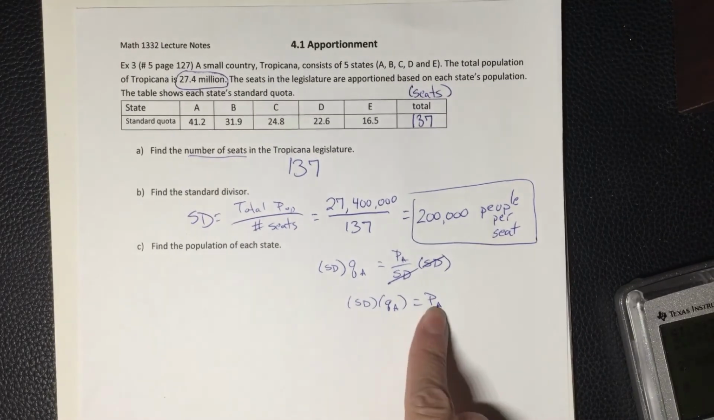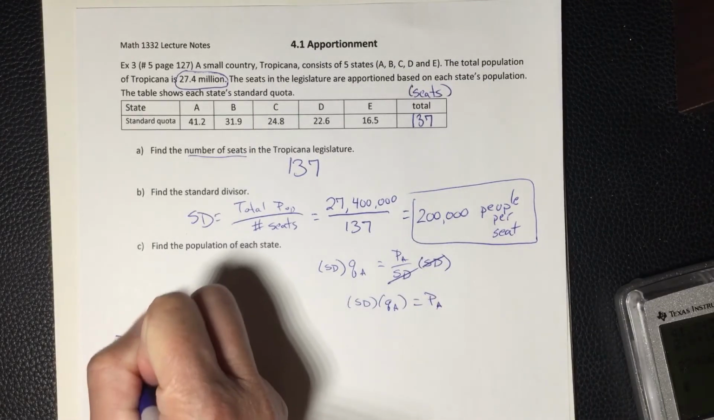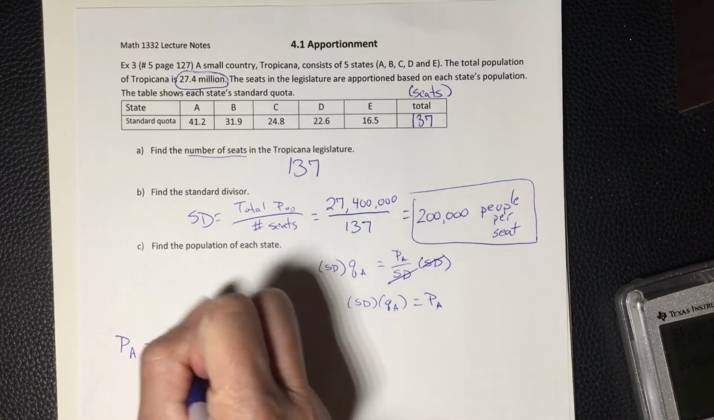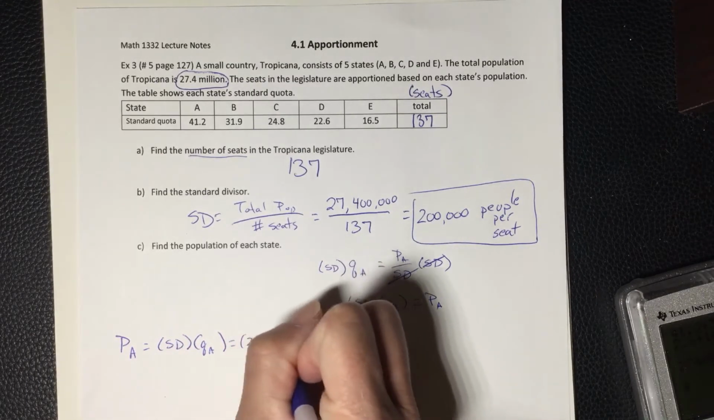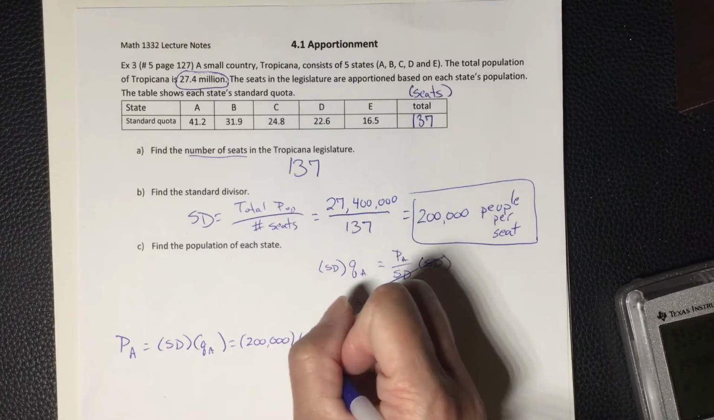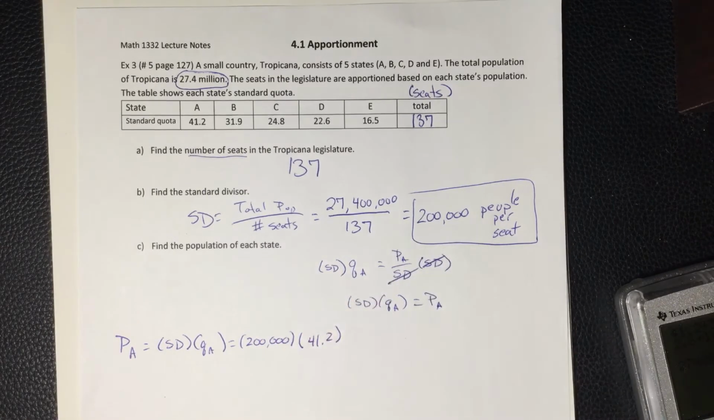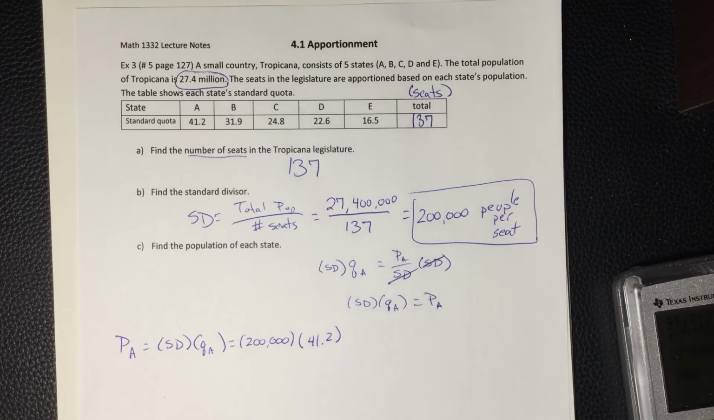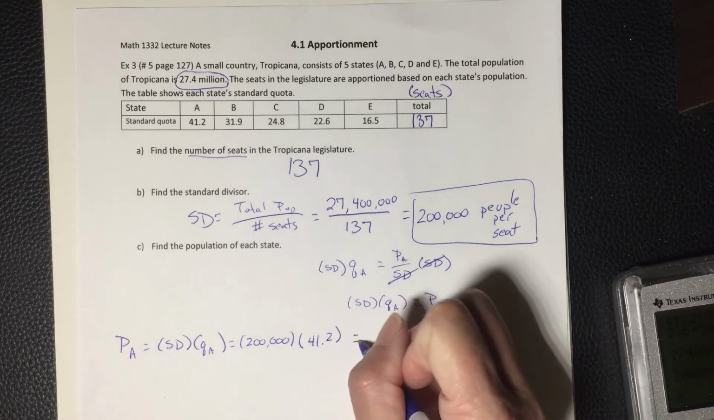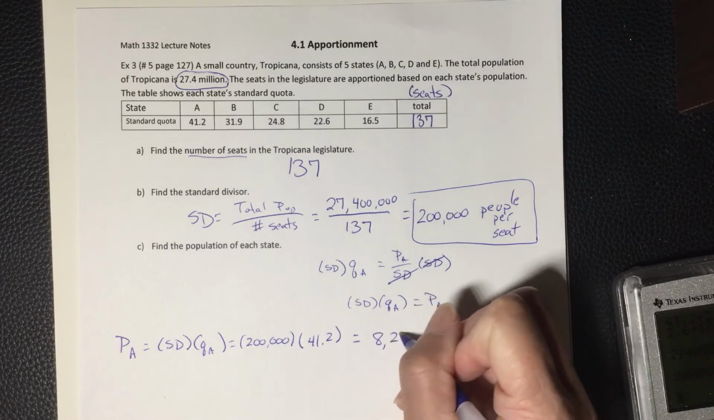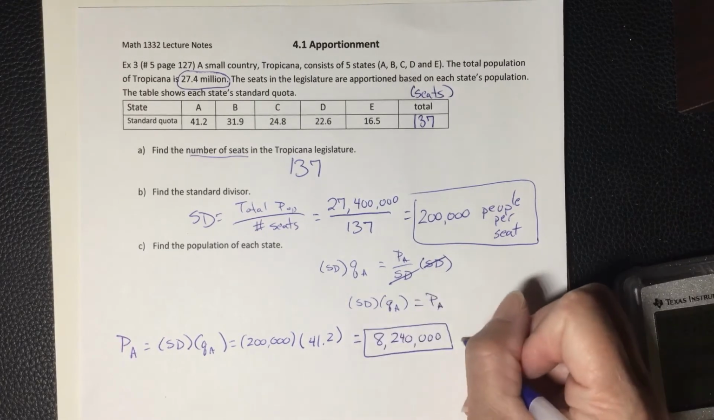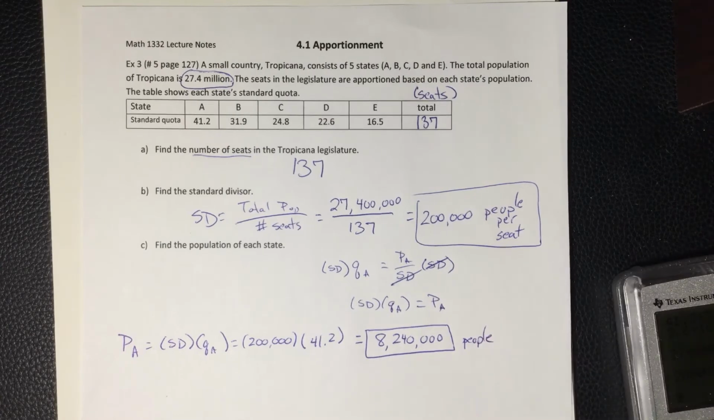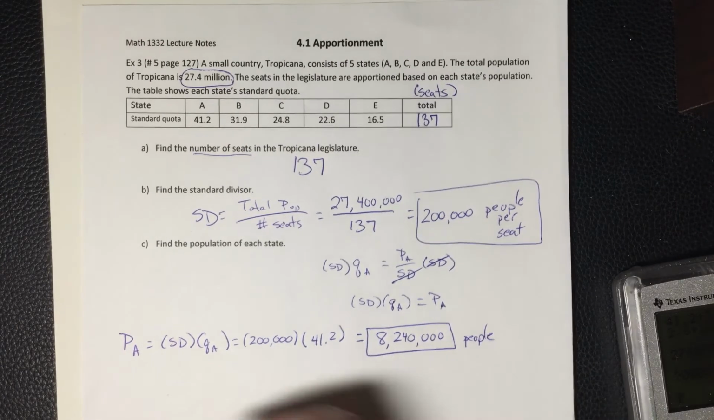So this gives me a formula for population. So I'm going to come over here, I'm going to put this on the left. The population of A is going to be the standard divisor times the quota of A. We just found our standard divisor to be 200,000. And if we read up in the chart, the quota for A is 41.2. All right, so if I multiply that together, these are going to be populations, so they should be big numbers. So this is 8,240,000. So this is total population for state A.